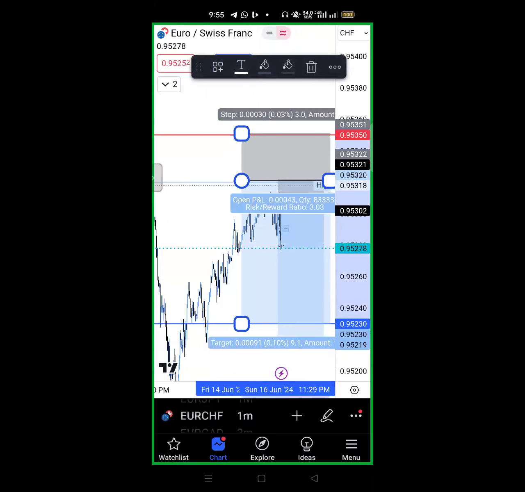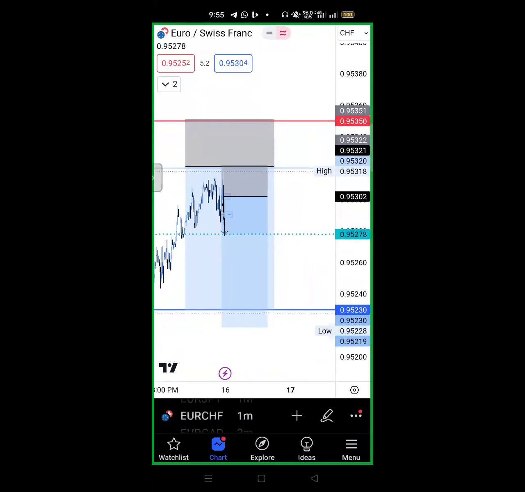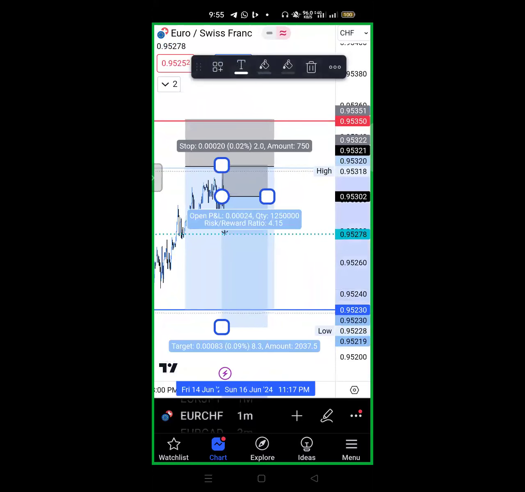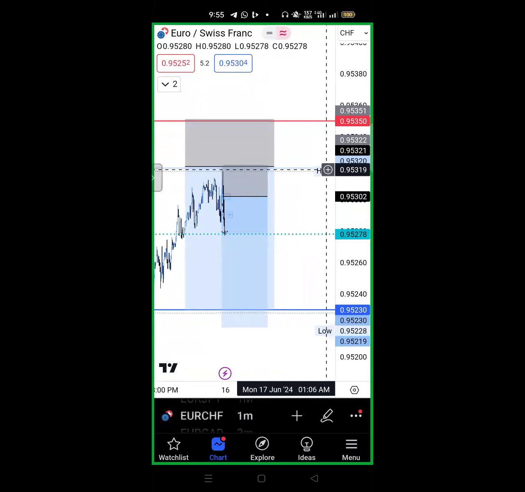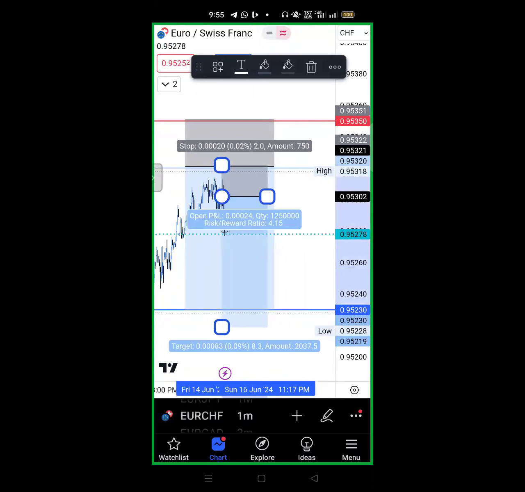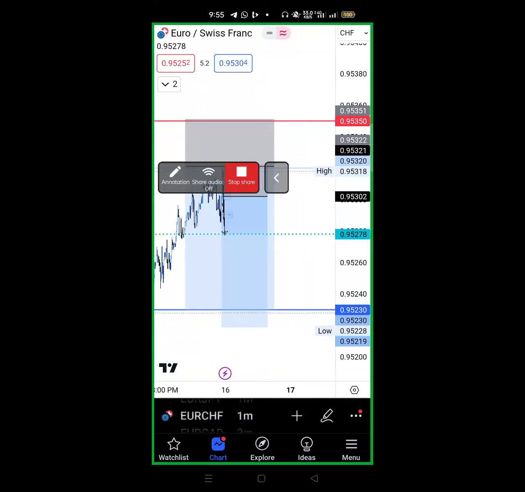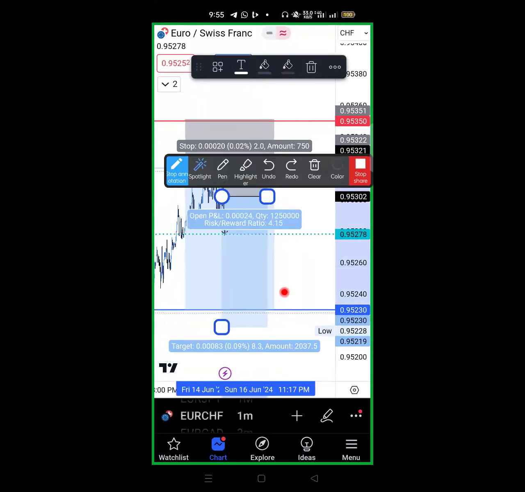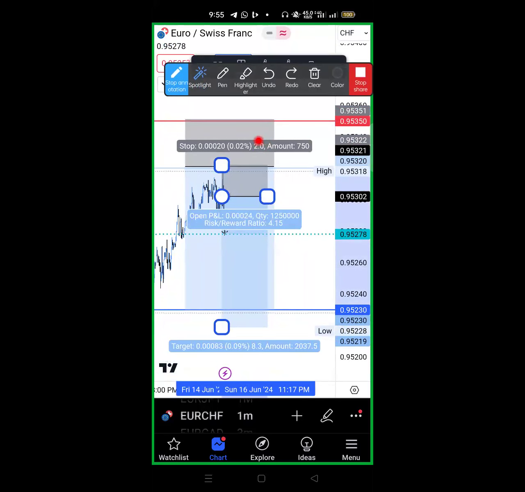The good thing about this whole thing is this. It will give you a very good risk to reward also. If you look at this price now, when I tap this thing, it tells you that the stop loss is two pips. Can you see it? Let me point it out for you guys. See, the stop loss here is 2.0. That's your stop loss. Your TP is 8.3 pips. When you divide this, that will give you 4.15.